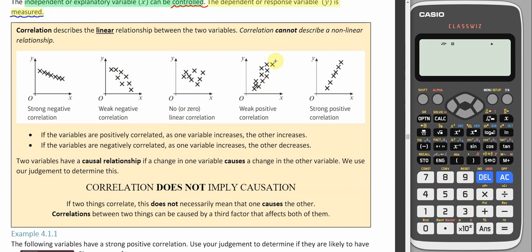And then we've got two more examples. Weak positive. Yep, there seems to be an increasing trend here. So positive means both variables are increasing at the same time, whereas with negative correlation, as one variable increases, the other one decreases, or vice versa. And the final example, again, positive correlation, but stronger than the previous one. The points are closer to a straight line. As I just said a moment ago, you need to know that positive correlation means as one variable increases, the other one also increases. And then negative correlation means as one variable increases, the other one decreases.